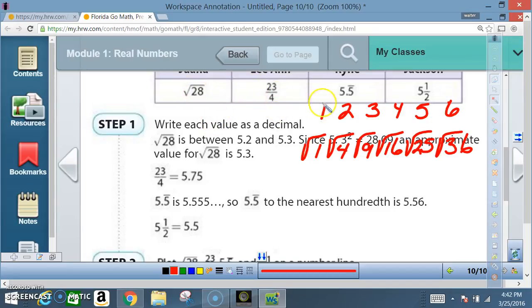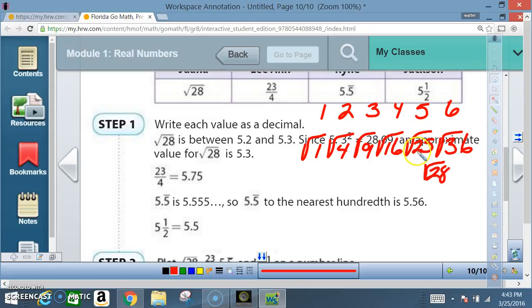So what I do first is I list numbers in order, 1, 2, 3, 4, 5, 6. I square each of those numbers. 1 squared is 1, 2 squared is 4, 2 times 2 is 4, 3 squared is 9, 3 times 3 is 9, 4 squared is 16, 4 times 4 is 16, 5 squared is 25, 5 times 5 is 25, 6 squared is 36, 6 times 6 is 36. Now I'll put a square root symbol around each number. Now I can easily see where the square root of 28 falls. And the square root of 28 is going to fall between the square root of 25 and the square root of 36.